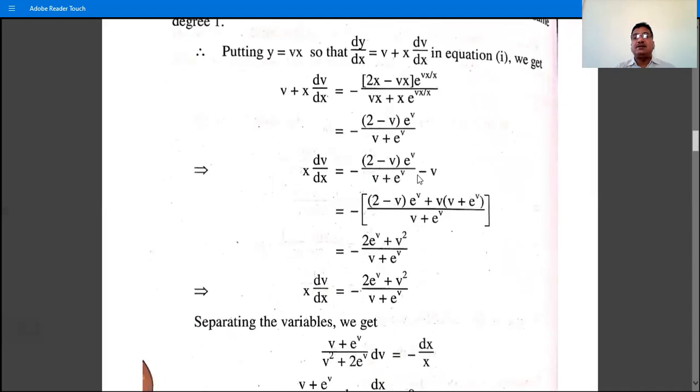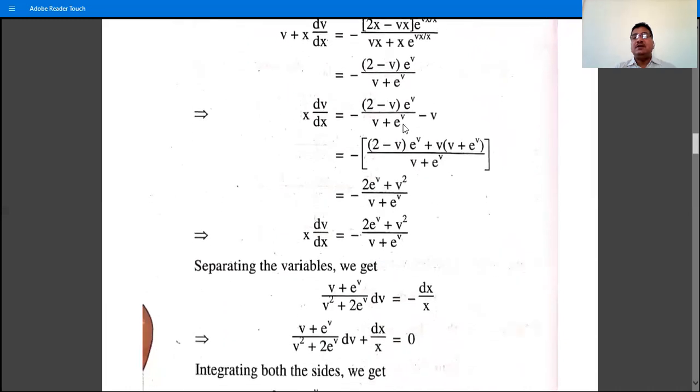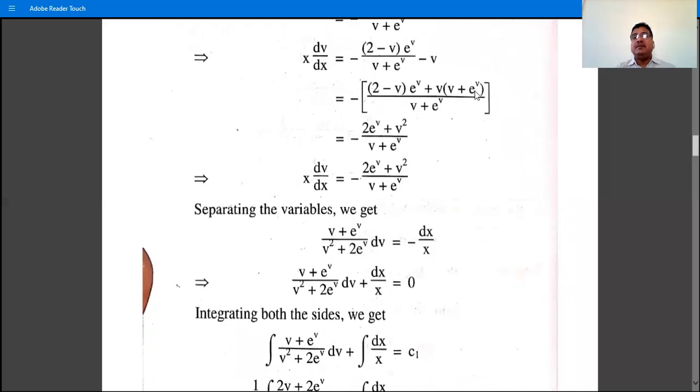Shift this v to RHS, so we have minus v, then take v plus e raised to v as LCM. So we have minus sign as it is, 2 minus v e raised to v minus v into v plus e raised to v. And so on, simplify this bracket. Multiplying out, we have 2 e raised to v plus v square. This minus v e raised to v and plus v e raised to v get cancelled. And then we have this.